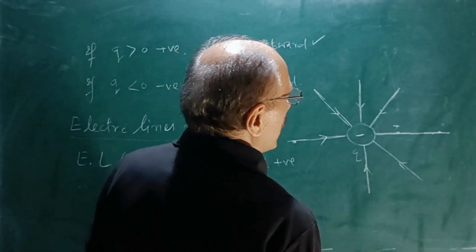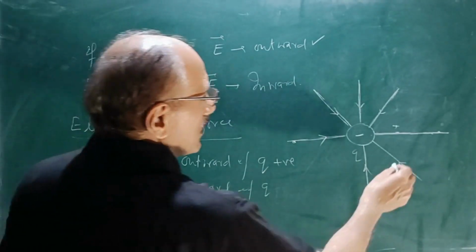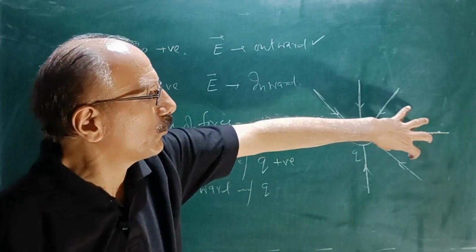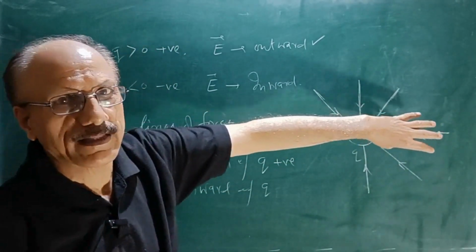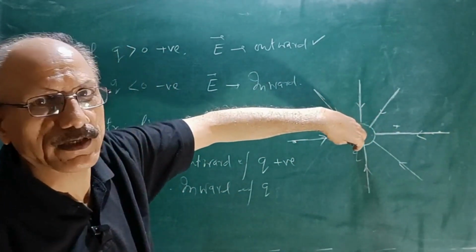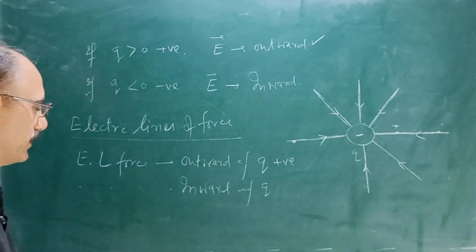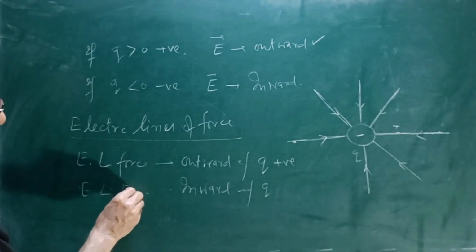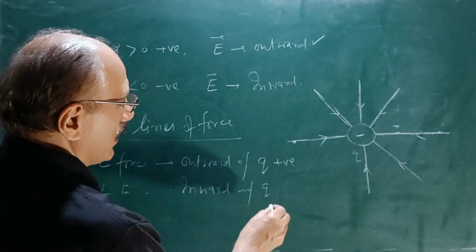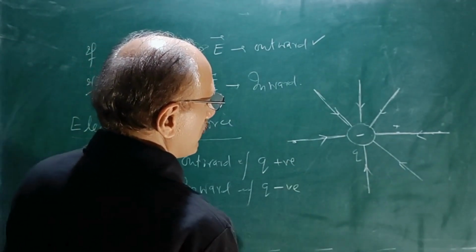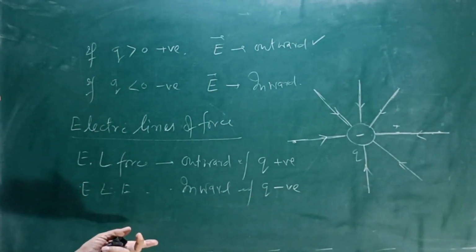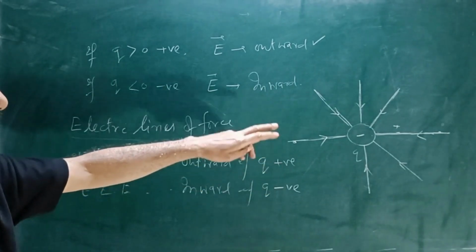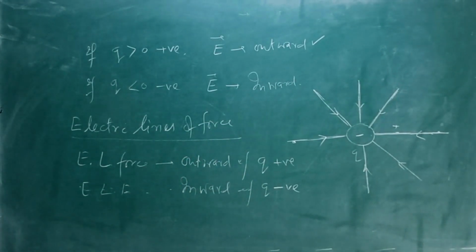So this way, what we see is that the unit positive charge is moving from that point towards the negative charge. So that's why electric lines of force in that case are inward if charge Q is negative, that means less than 0. If it is more than 0, then it is outward.